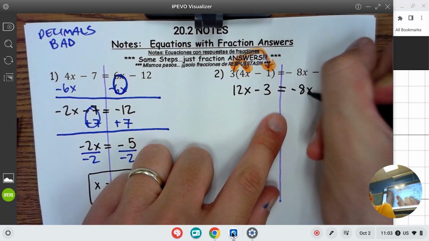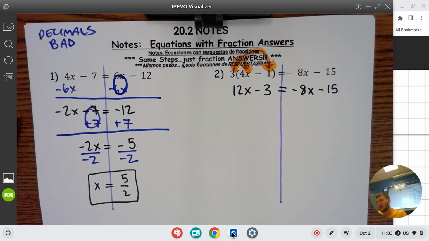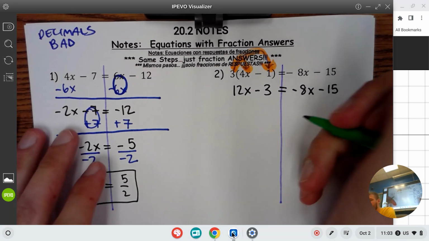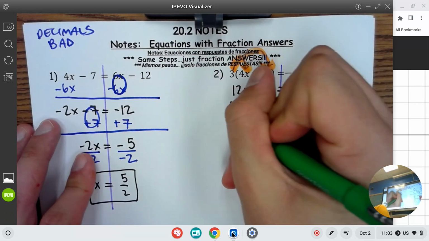We're just going to bring it down. Nothing to do yet. Now that we're this far, again, hopefully we're feeling pretty confident. Hopefully you're taking these notes. We're going to add 8x, add 8x.